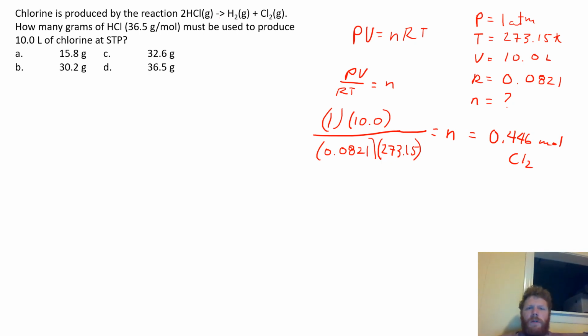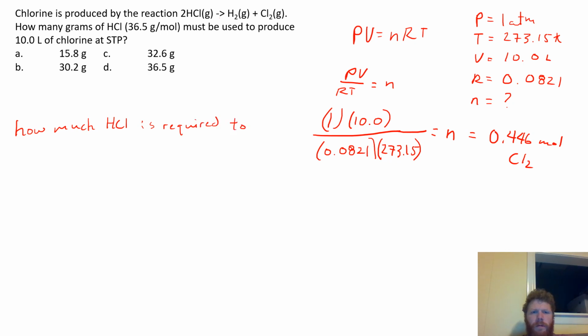So what we can do with this is look at our balanced chemical reaction. The question is asking, how much HCl is required to make 0.446 moles Cl2? Okay. We know that 2 moles of HCl will produce 1 mole of Cl2. Therefore, 1 mole of Cl2 is produced by 2 moles of HCl.